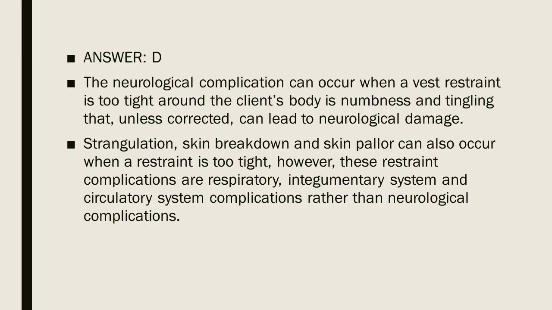Answer: D. The neurological complication that can occur when a vest restraint is too tight around a client's body is numbness and tingling that, unless corrected, can lead to neurological damage. Strangulation, skin breakdown and skin pallor can also occur when a restraint is too tight. However, these restraint complications are respiratory, integumentary system and circulatory system complications rather than neurological complications.